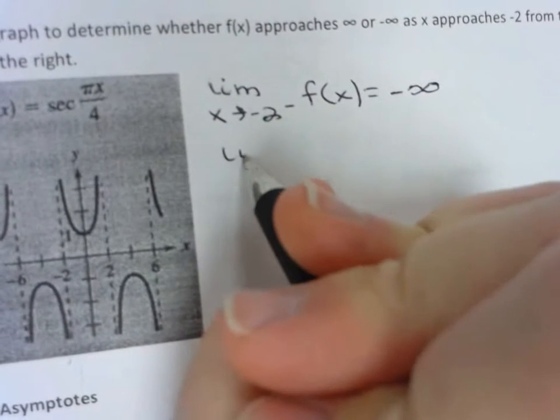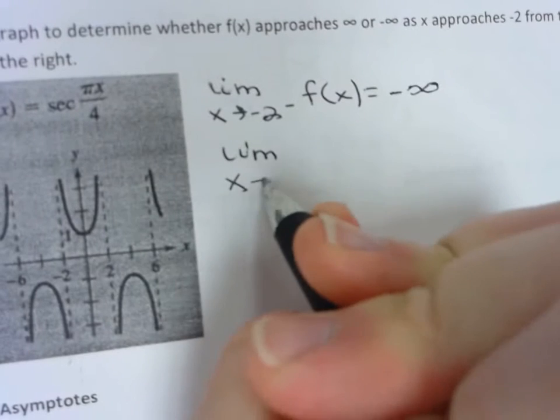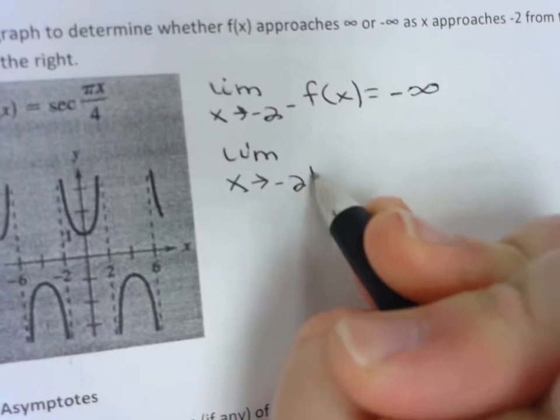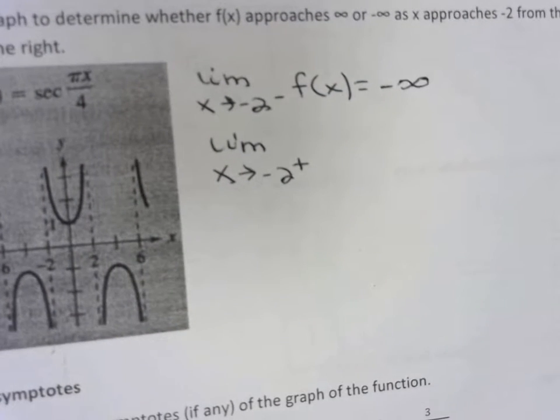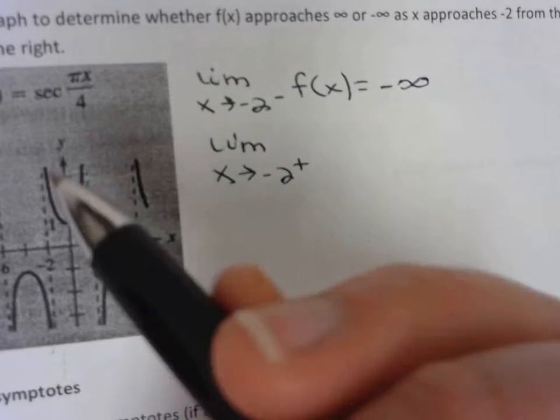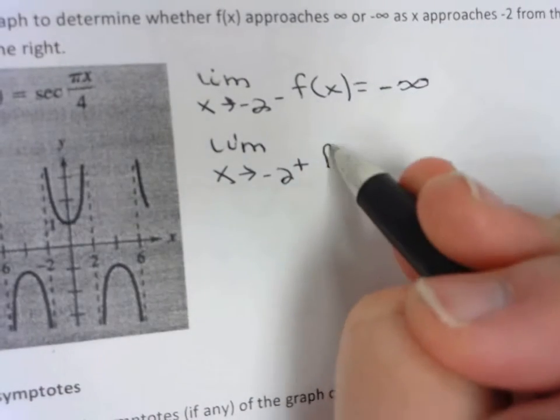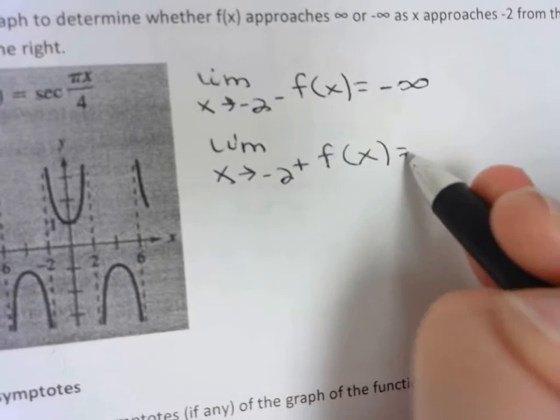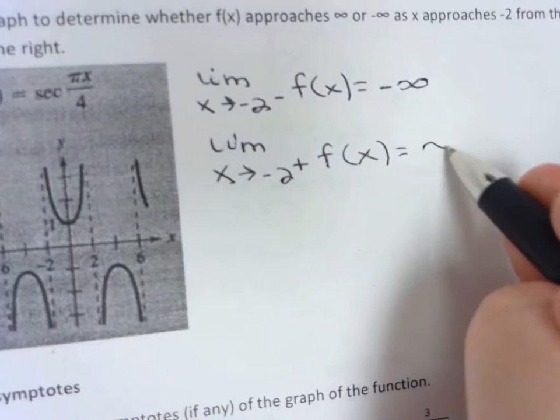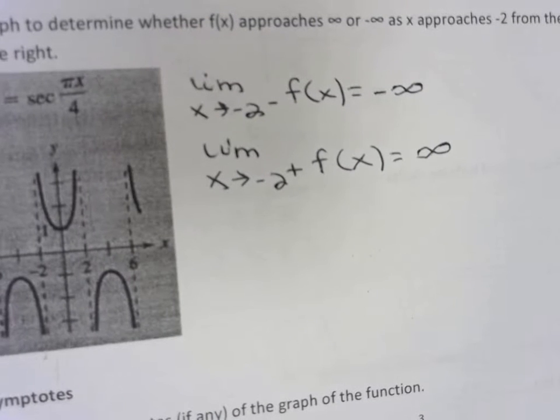Now as I approach x from negative 2 from the right, so the limit as x approaches negative 2 from the right, my y values are going to positive infinity. So bigger and bigger positive numbers because it keeps on going up. It's the same idea, but now we're looking at, as I approach an asymptote, what does my y value approach?